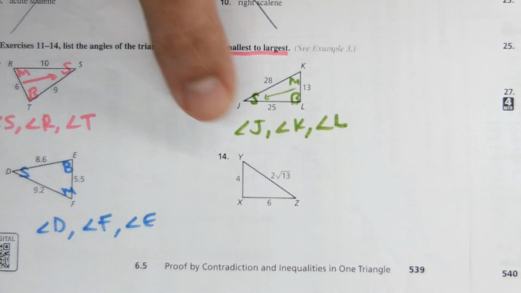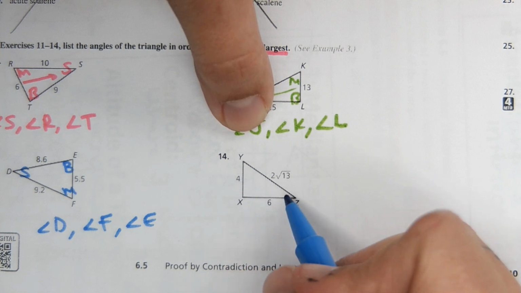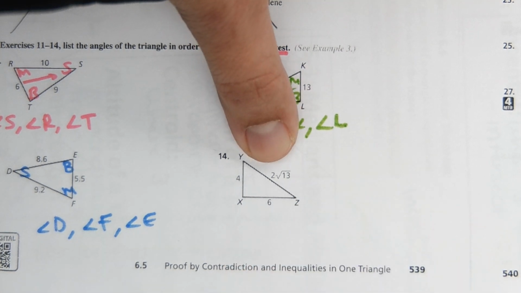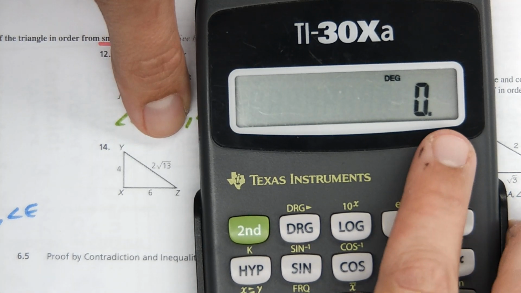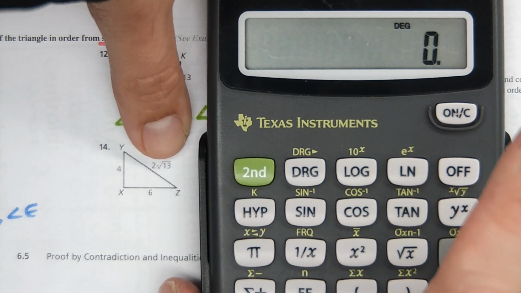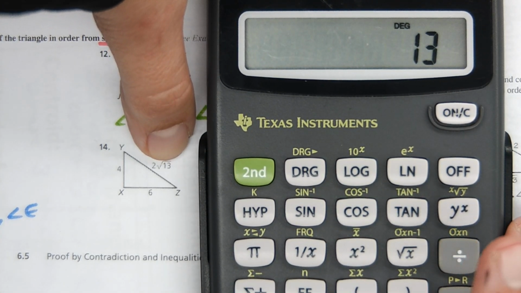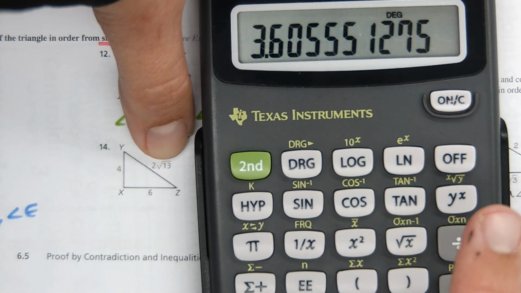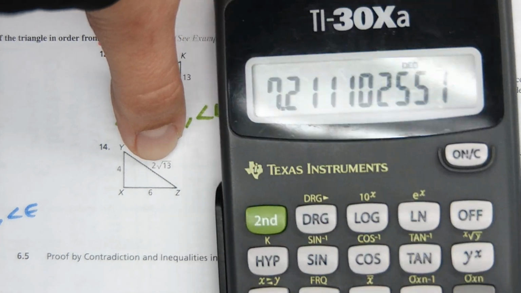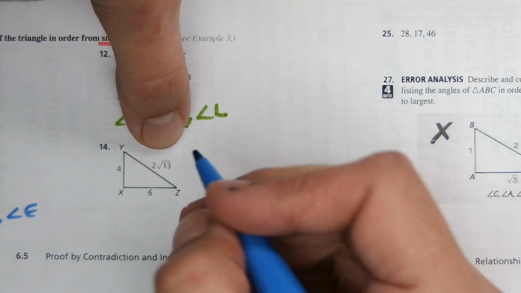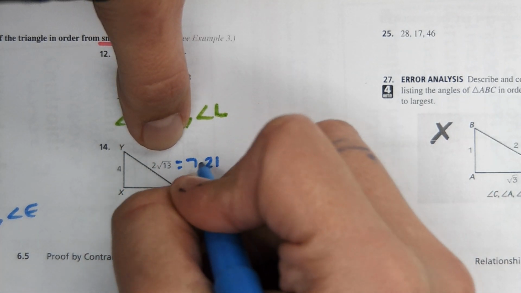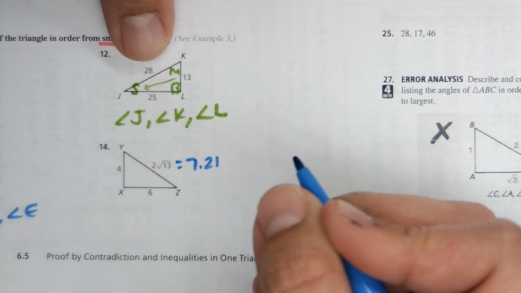Okay, 14, a little bit different. We have 4 and 6, which is easy to compare, and then it's hard to compare that length right here. So what I would recommend doing is just changing it into a decimal. So I'm going to find the square root of 13, so just like 13 and then hitting square root, and then multiplying that by 2, and 7.21 is what this equals. So this equals 7.21, and now I can easily compare it to the other numbers.